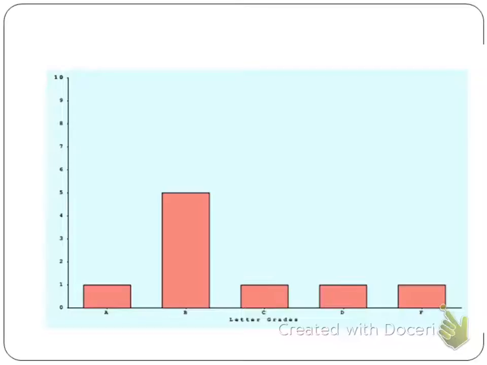Okay, so one of you got an A, 5 of you got a B, and then there was one of each of the rest. One C, one D, one F. So you can see very quickly using graphs a lot about the grades and how they were spread out in this class. Any questions on that first graph?